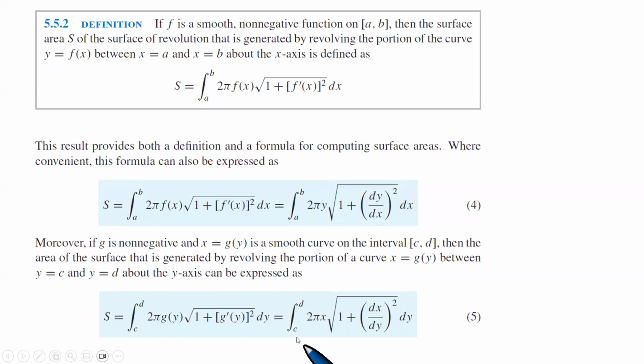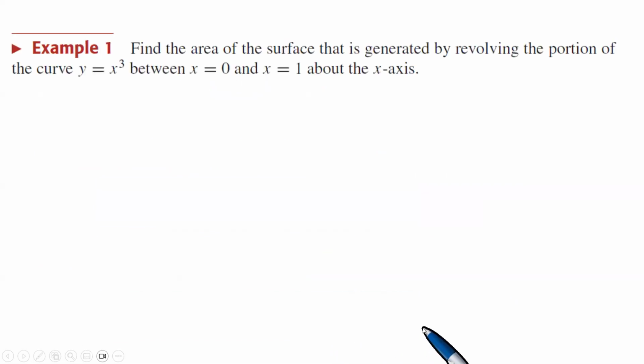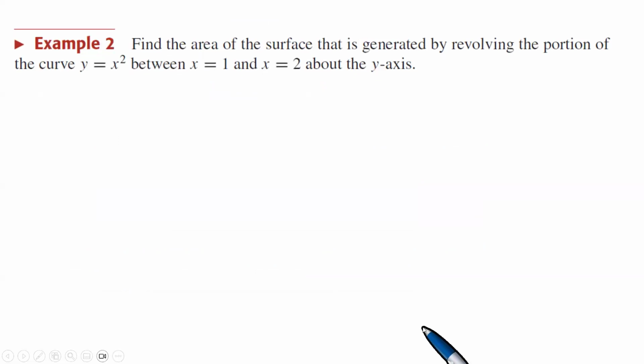Right, you have these two formulas. So here, to get the surface areas, this result provides both a definition and formula for computing the surface areas. Where convenient, the surface area is the integral from a to b of 2 pi y times the square root of 1 plus (dy/dx) squared dx. Please memorize the formula for the surface area: 2 pi y whenever you have dx here, and 2 pi x whenever you have a dy there. Okay, we continue.